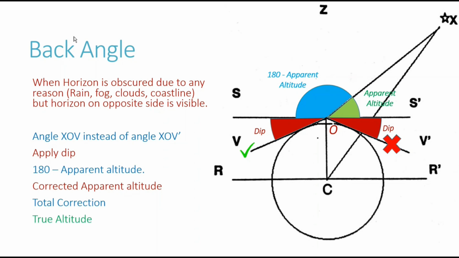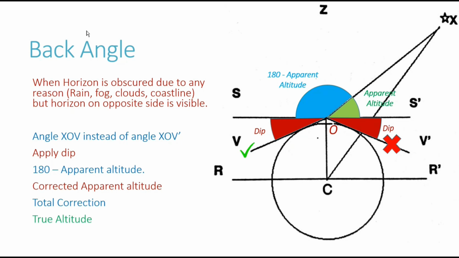Sir, in the end, that total correction will look for the corrected apparent altitude, right? Yes, that's right, beta. Total correction will be applied to the corrected apparent altitude, which is the green angle. Okay. Shall we move ahead then, beta, if there are no doubts?